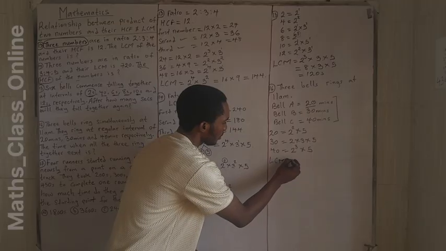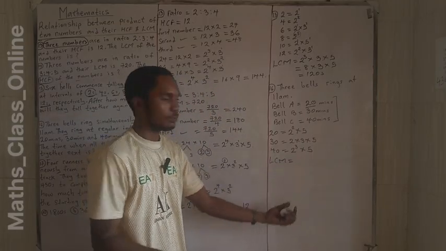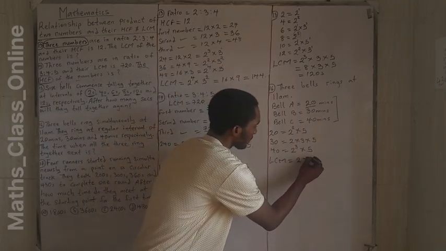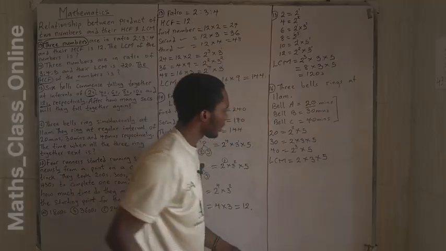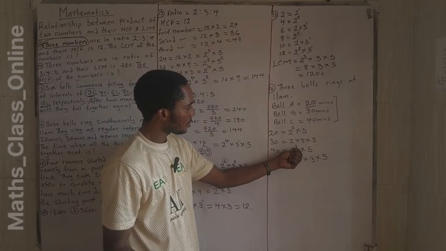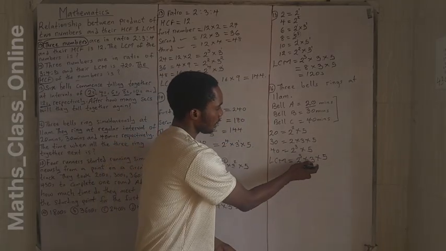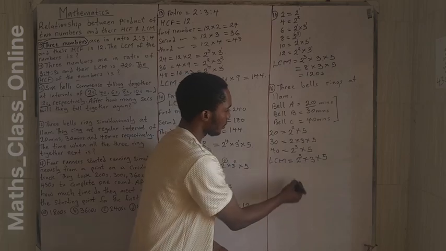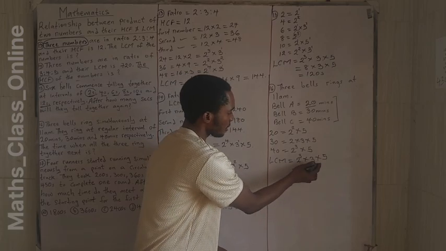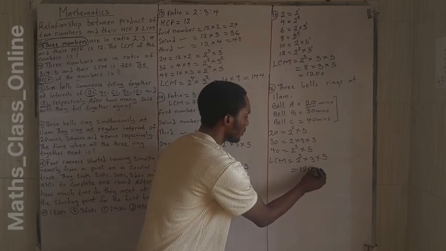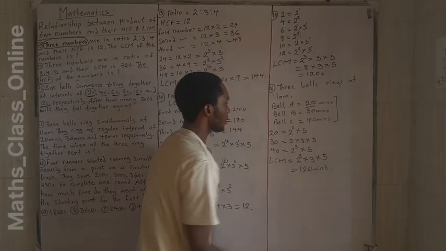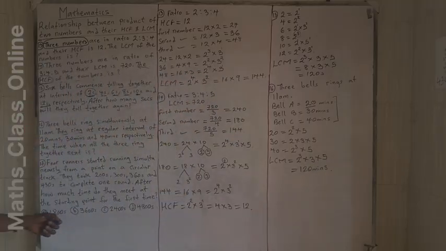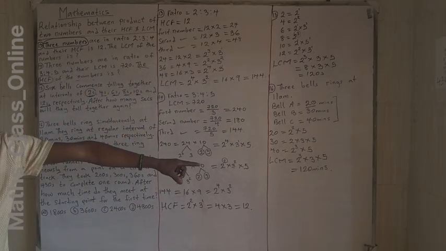LCM is equals to the primes that we have here. 2 times 3 times 5. The highest power of 2 is what? That is 3. We only have 1 of 3 and we have 1 of 5. So that means we have 8 times 5, 40 times 3, 120 minutes. They will ring together after 120 minutes.